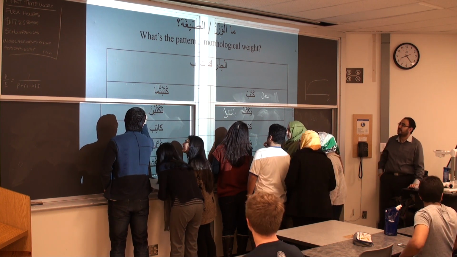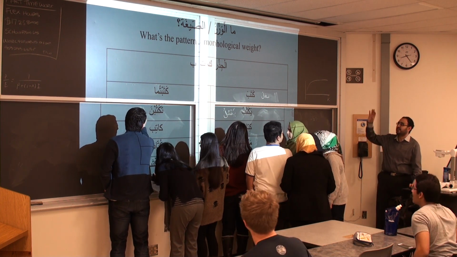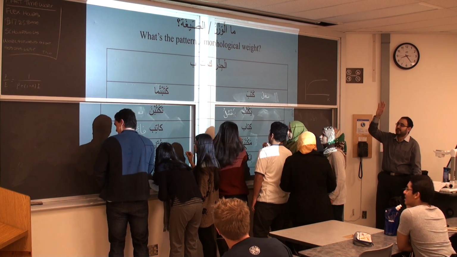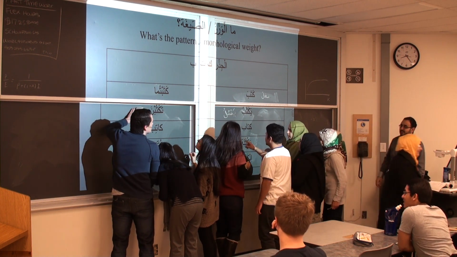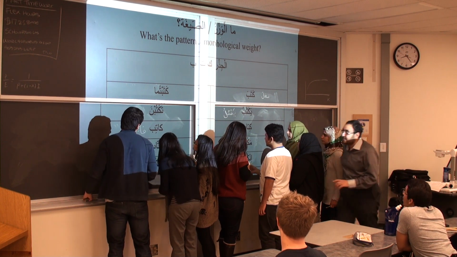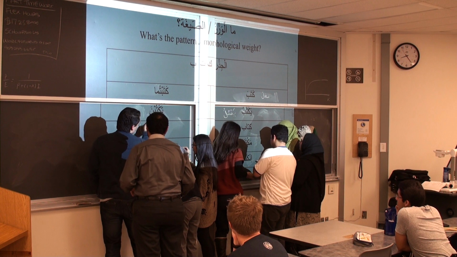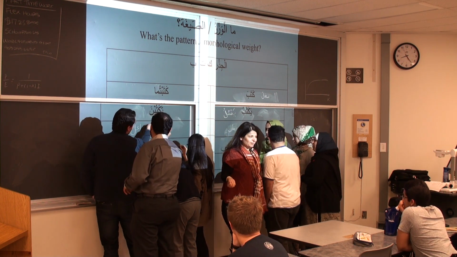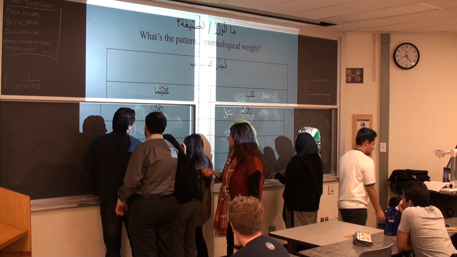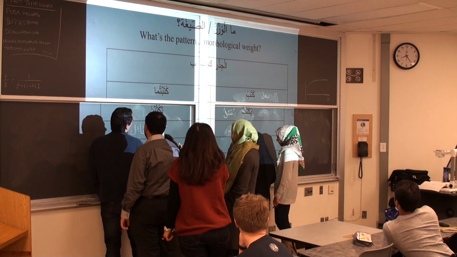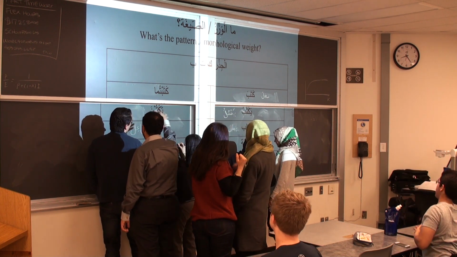You're converting one root to another, right? Let's look at the upper one. I don't understand what you mean. You will weigh this word morphologically by replacing the three letters of the root with the fa ayn lam, and then add anything else.